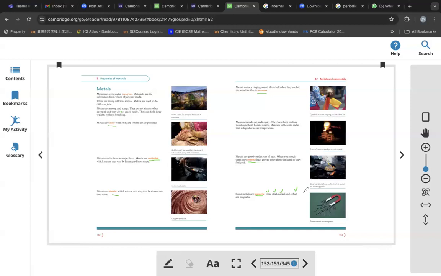Wait, why is yours different to mine? I'm using the code that you sent to me. I think this is the way how they portray. But the page number is the same, right? 153. Yeah.